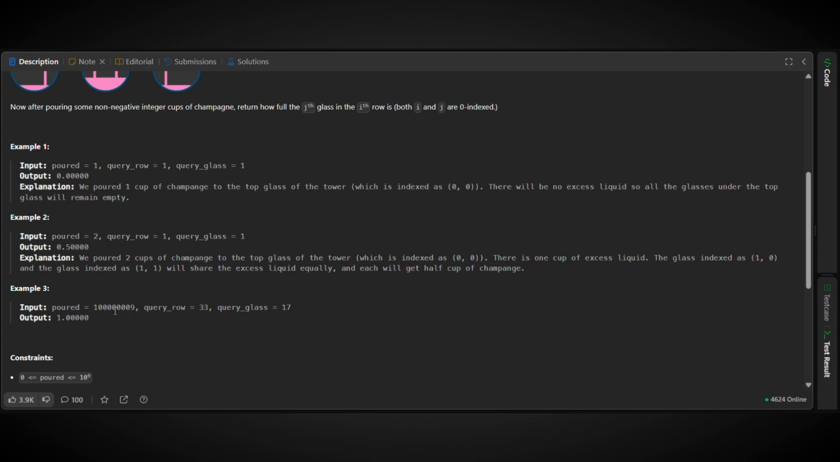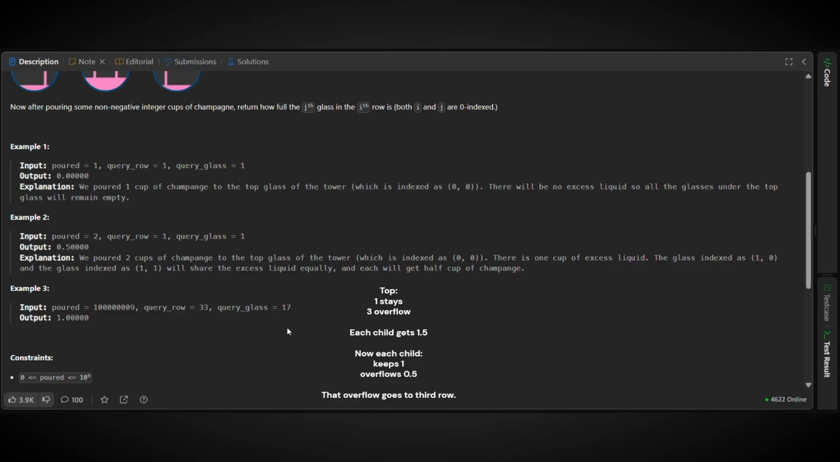Example 3. This one is mental visualization. Poured equals 4. Top, 1 stays. 3 overflow. Each child gets 1.5. Now each child keeps 1. Overflows 0.5. That overflow goes to the third row. You start seeing a pattern.